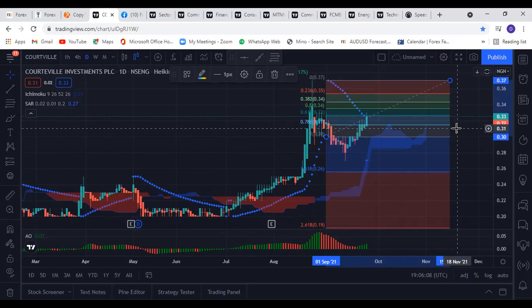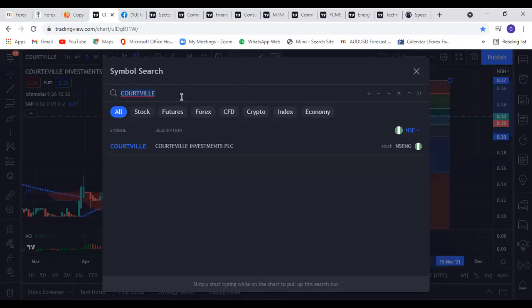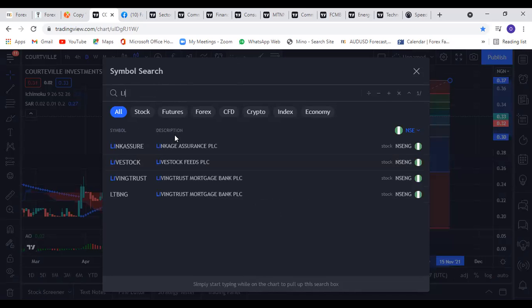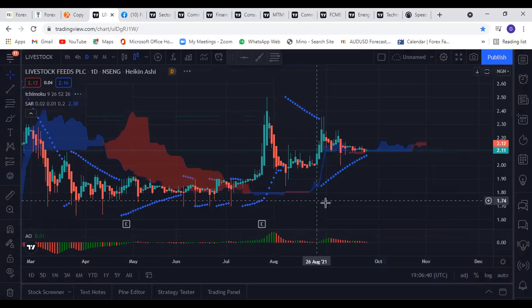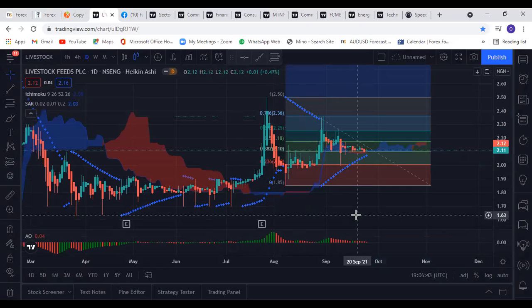So last week we looked at some stocks. We just analyzed the chart. We looked at the banking stocks. We looked at some other ones too that people suggested, like the livestock feeds. Okay, I think we looked at this too. So I just want us to still look more and see what the opportunities are in the coming week.